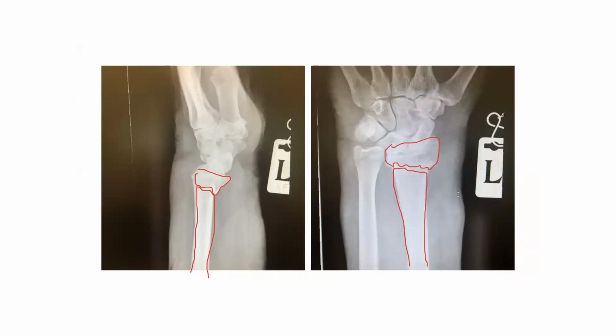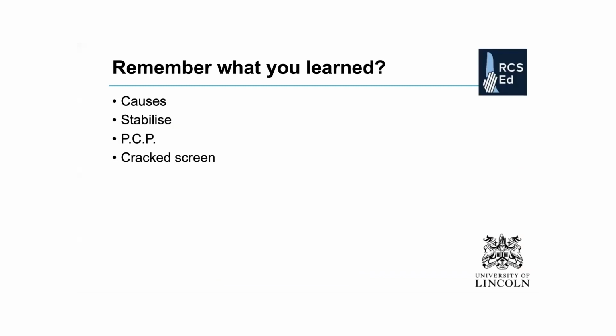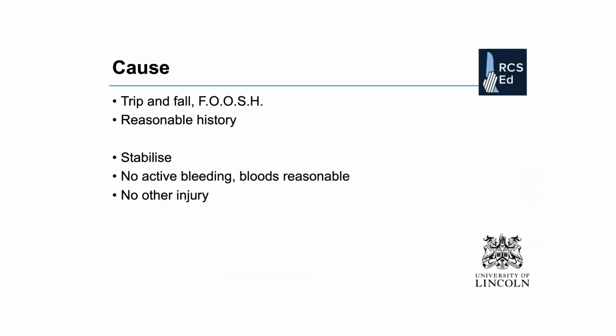So remember what we have learned initially, what causes it, and how we can stabilize it initially. Use the PCP principle and the crack screen principle. So the cause of this patient's fracture is basically a FOOSH. What is a FOOSH? It's fall on outstretched hand. Very, very common. People fall, you put your hands out to save yourself, and then your body weight falls onto your hand, then you fracture your bone.